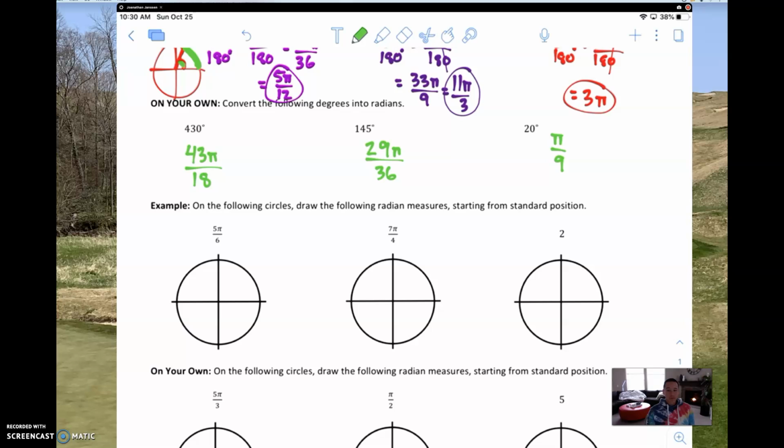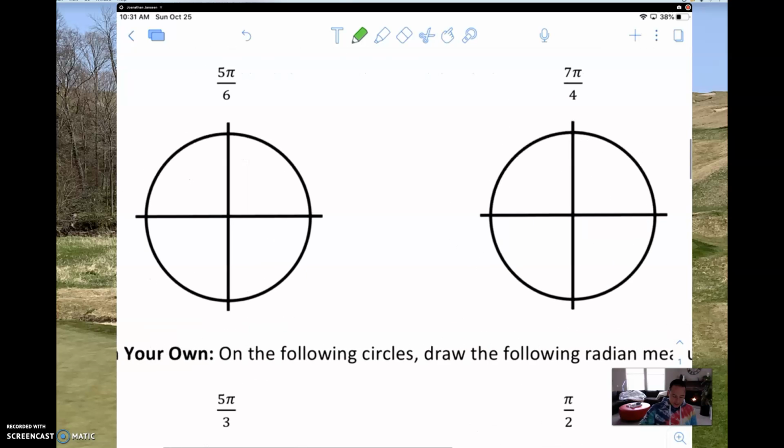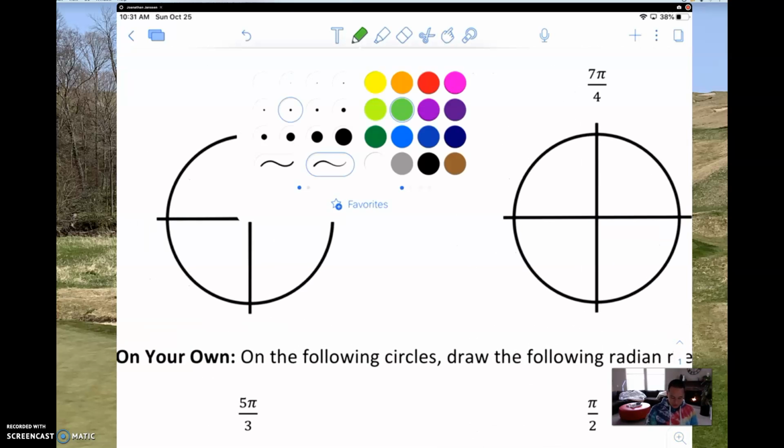And there's your answers. Hopefully you got them right. Hopefully you reduced them all the way. Now we're going to draw these out and see what they mean. So if we have 5 pi over 6, what does 5 pi over 6 actually mean? Well, to get a visual, let's convert it to degrees.